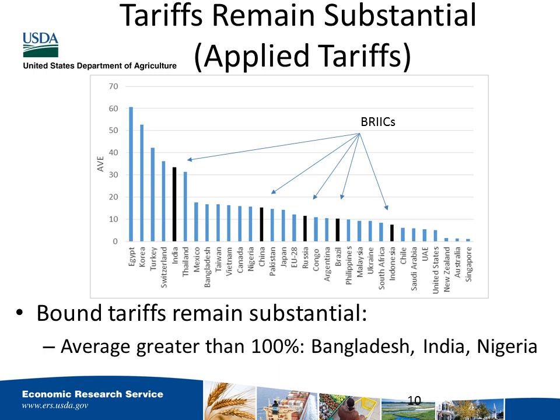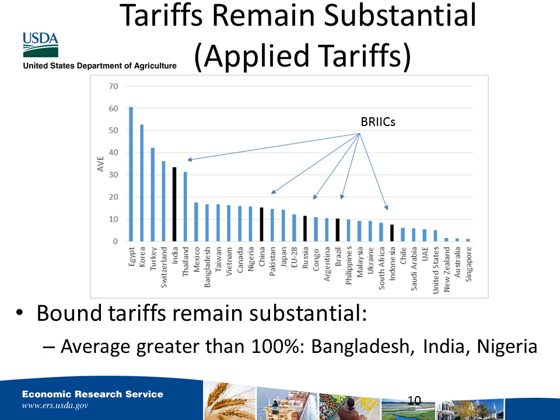This chart confirms that agricultural tariffs remain high on average despite the rise of free trade agreements. This chart has the average tariff charged on agricultural products entering several markets. These tariffs range from an average of almost 60% in Egypt down to very low tariffs offered by the United States, New Zealand, Australia, and Singapore. These tariffs that are actually charged on agricultural products are referred to as applied tariffs.